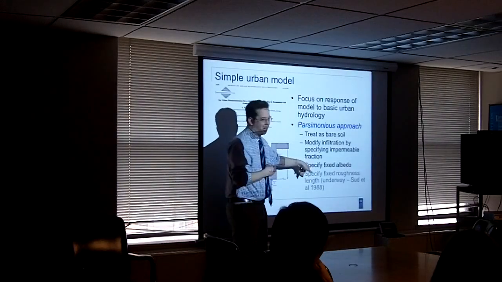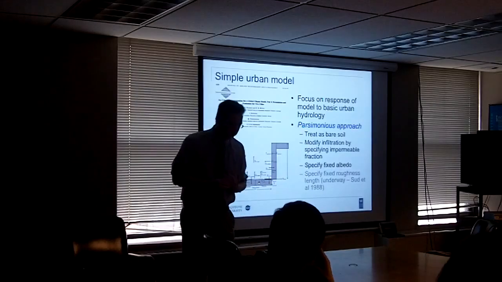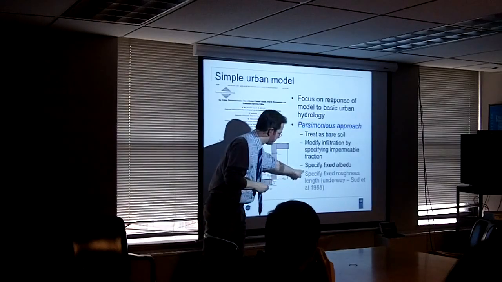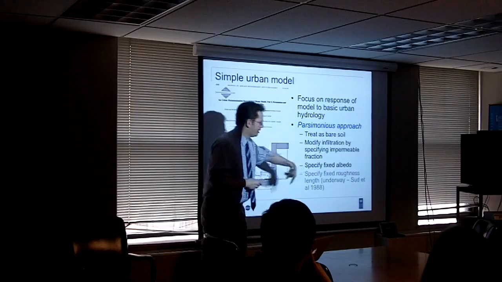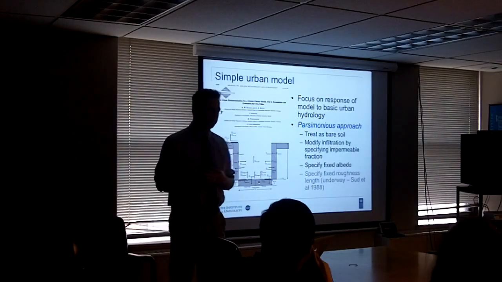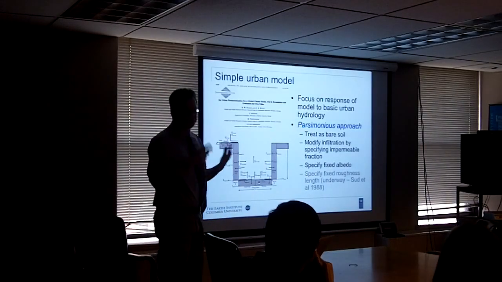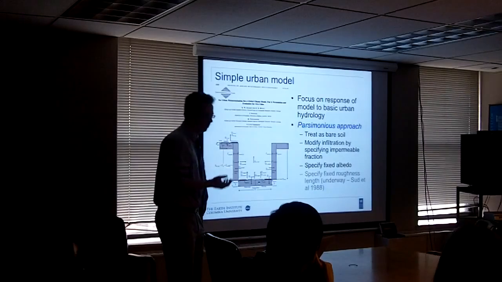We also fix the albedo of your urban area. And then something that we're in the process of doing is fixing the roughness length, because your urban areas will have a different roughness length than vegetation.